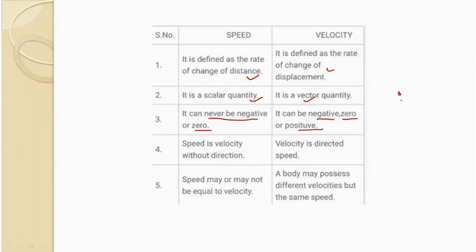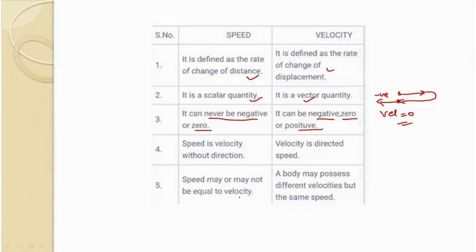So if a person is traveling in this direction and comes back again to the same position, in that case displacement would become zero. So obviously the velocity would also become zero. If it is going in the opposite direction, then the velocity would become negative, right? Velocity is directed speed. Basically, velocity is a special type of speed where direction is also added, right?